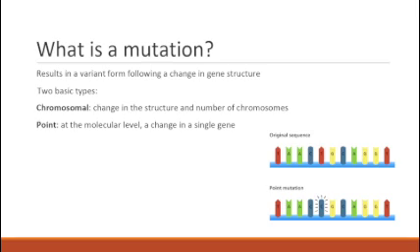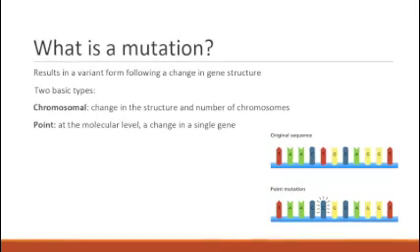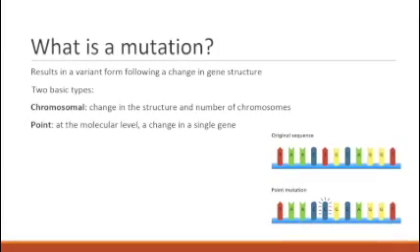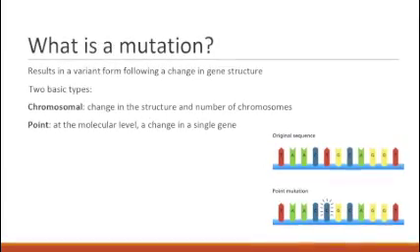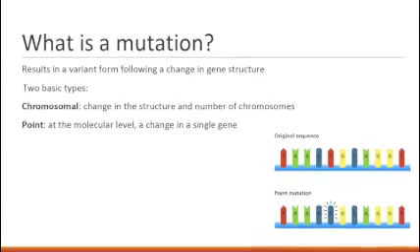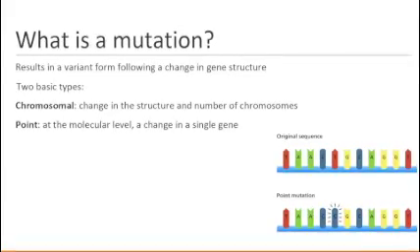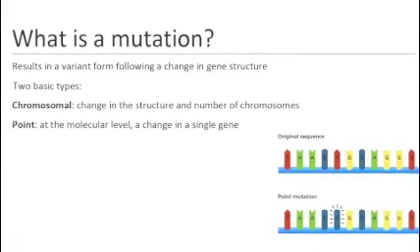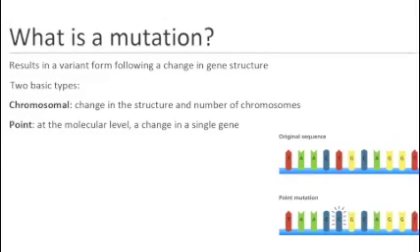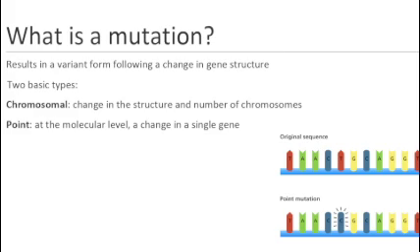A mutation occurs when the structure of a gene has been changed in some way so as to result in a variant form of the gene. There are two general types of mutations, the first of which is chromosomal mutations. These include mutations in which the number and/or structure of chromosomes has been altered. The second type are point mutations, and these occur when a single gene has been changed at the molecular level. For example, in the image, a single nucleotide has been changed from T to C.